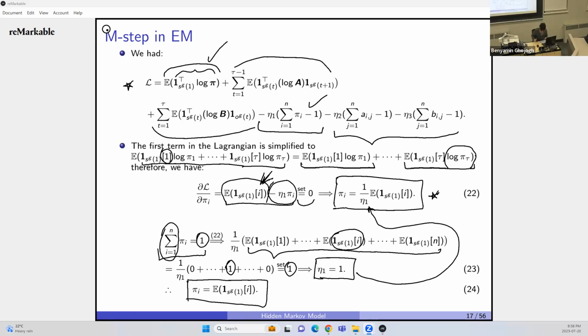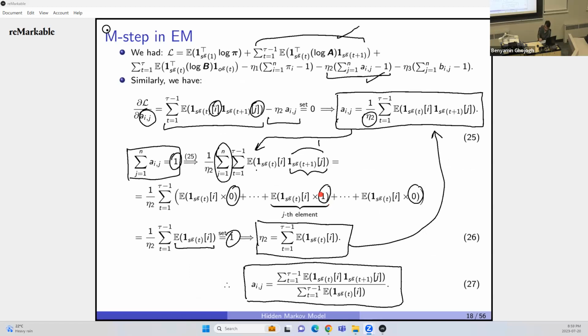Okay, before we continue, I want to tell you one thing. Do you remember, for pi, I said only one of them is 1, and which one is it? It's exactly the SG1th element. Why? Because by definition, the SG1th element is 1 and the rest will be 0. Here also, I said only one of them is 1 and the rest will be 0.